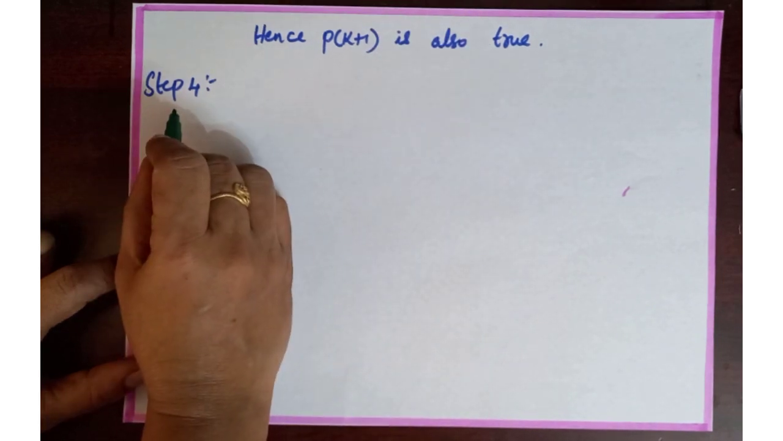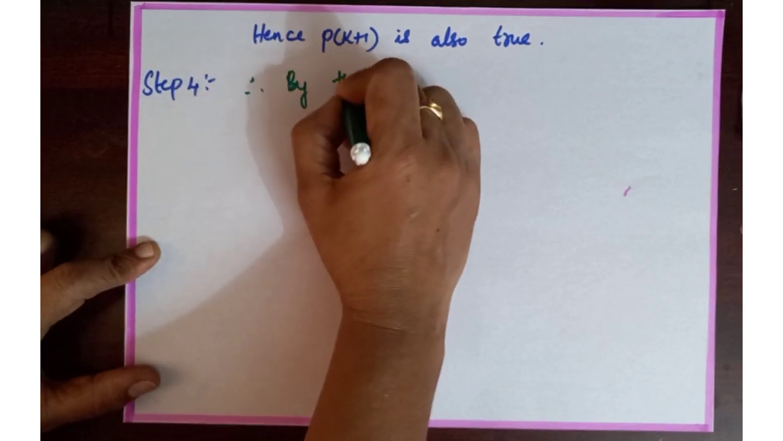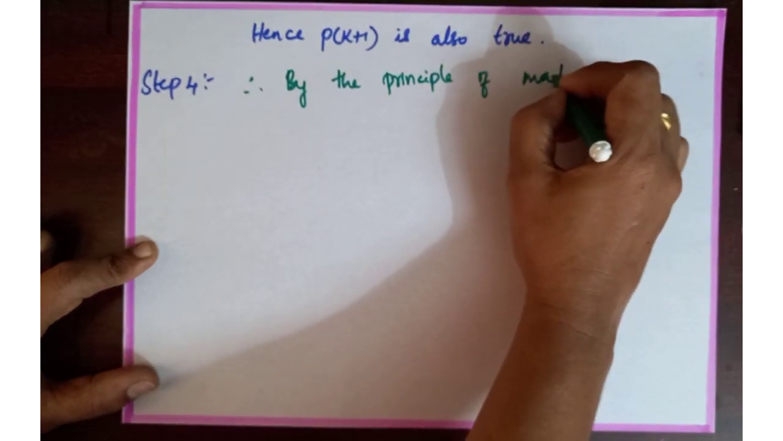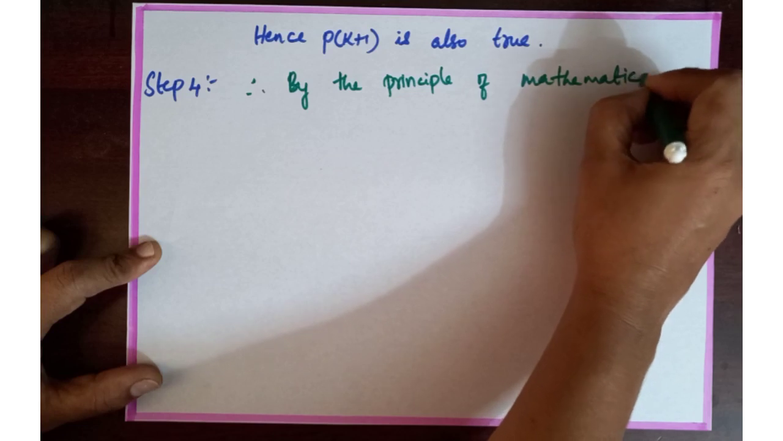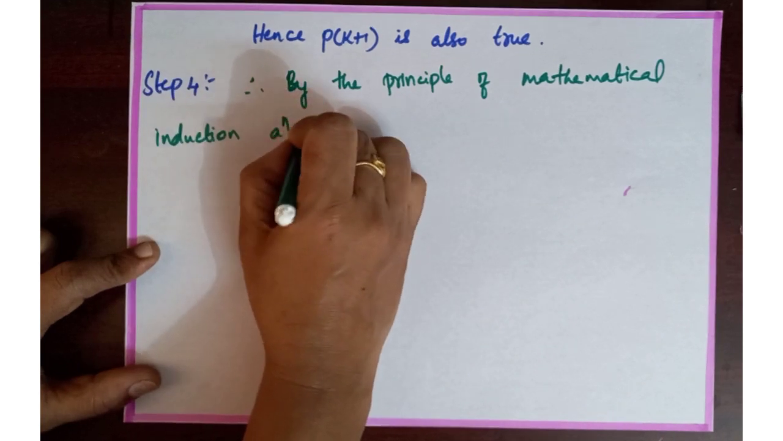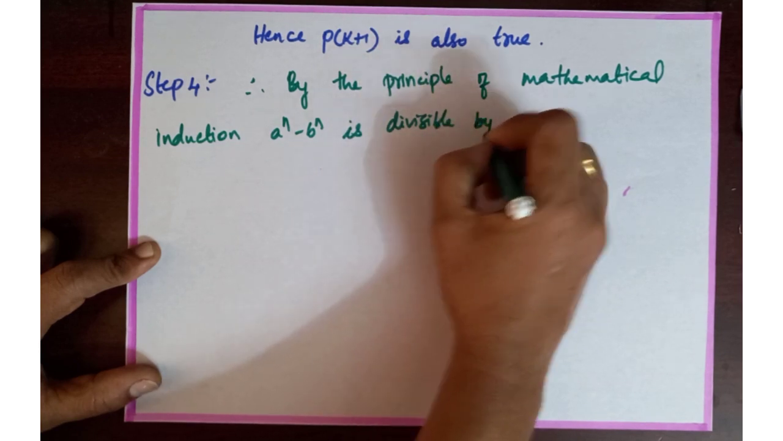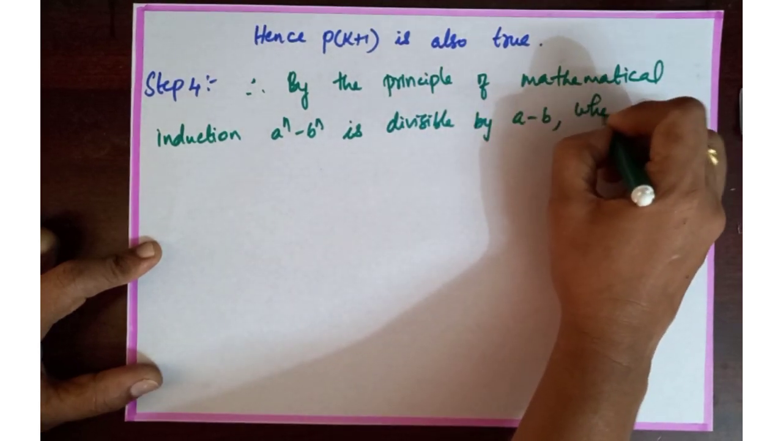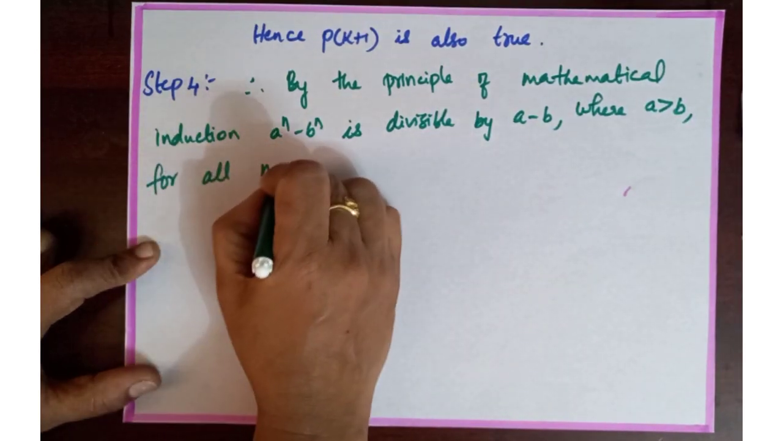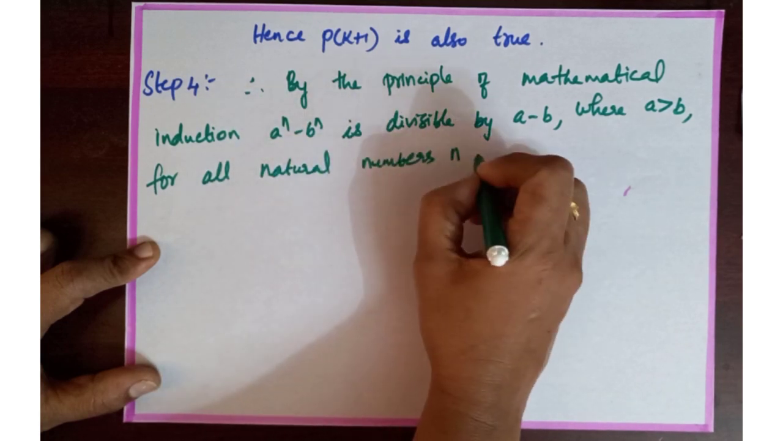Now we need to write step 4. Step 4, we need to write the conclusion. Therefore, by the principle of mathematical induction, a power n minus b power n is divisible by a minus b, where a greater than b, for all natural numbers n.